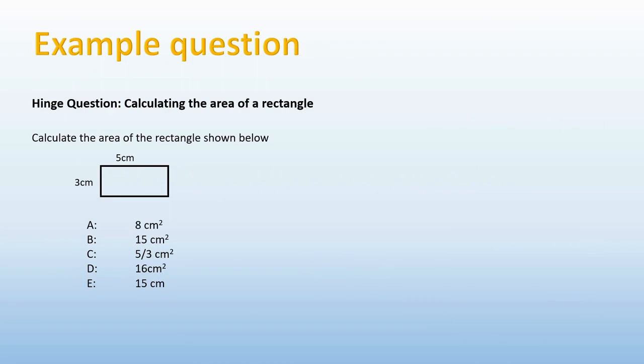This question is purely an example to show how a simple Hinge question is put together. The size of the rectangle has been chosen so that the correct answer can't be reached by making a common mistake. The correct answer is B. You can see how the wrong answers have been selected to highlight some commonly made mistakes.